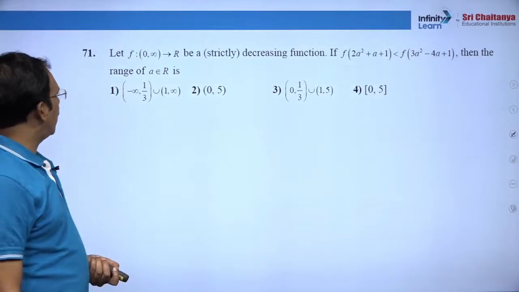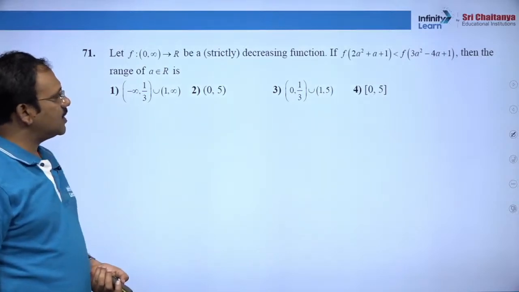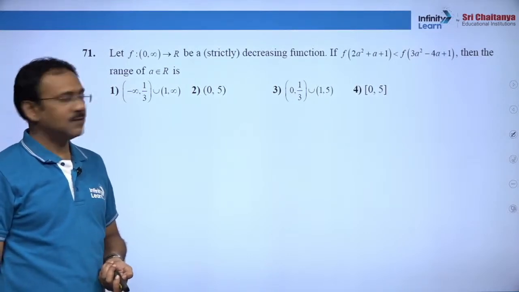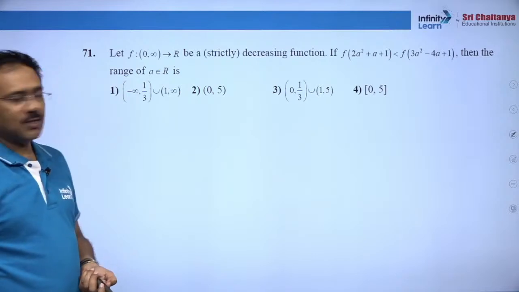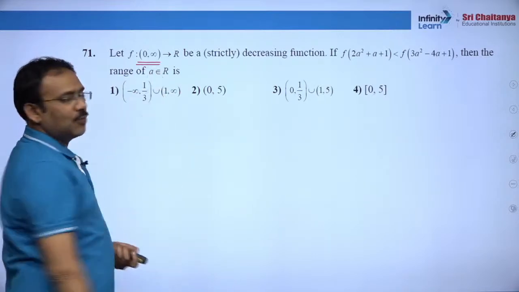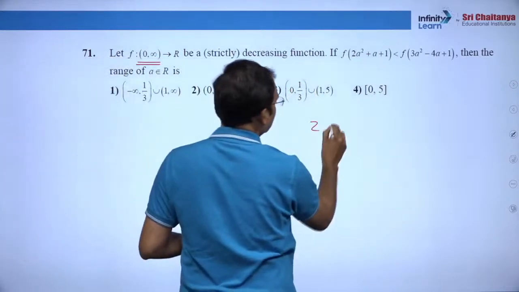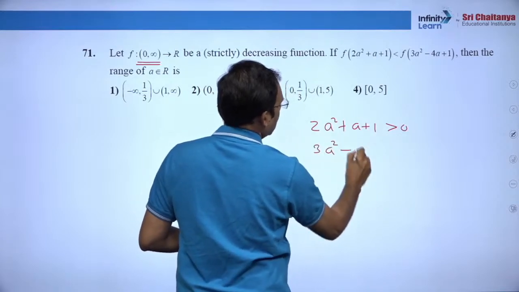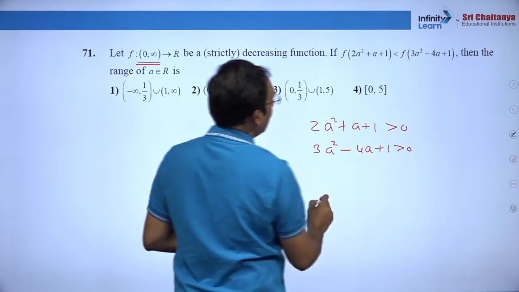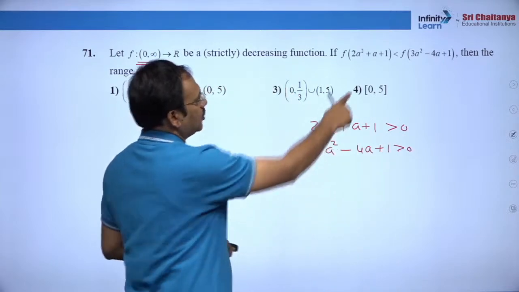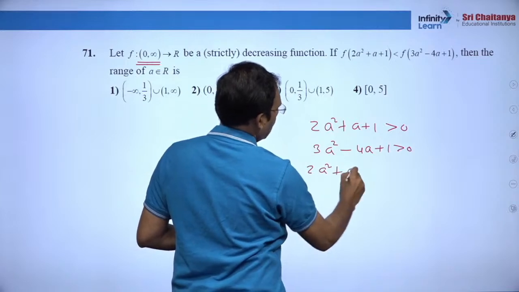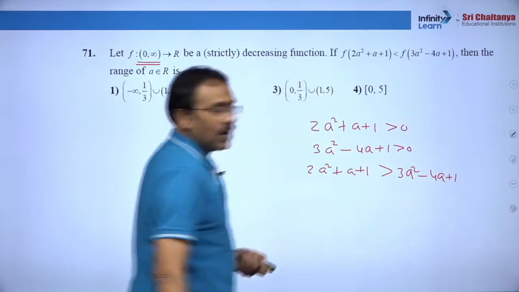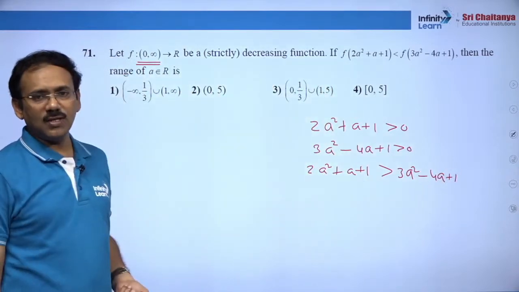Next, you see this question, friends, f is strictly decreasing. From f of 2a square plus a plus 1 less than f of 3a square minus 4a plus 1, find the range of this expression. You see, friends, the function's domain is 0 to infinity. The input of this function, 2a square plus a plus 1, must be positive, 3a square minus 4a plus 1 must be positive, and since it is a decreasing function, 2a square plus a plus 1 must be greater than 3a square minus 4a plus 1. You have to take the common solution of these three to get the value of a.